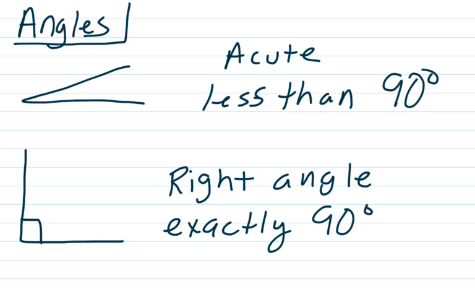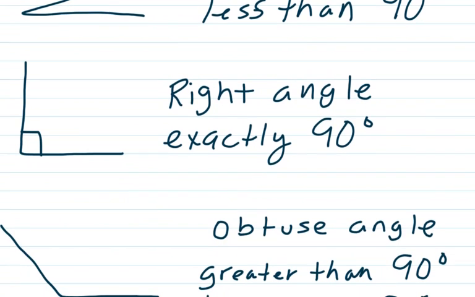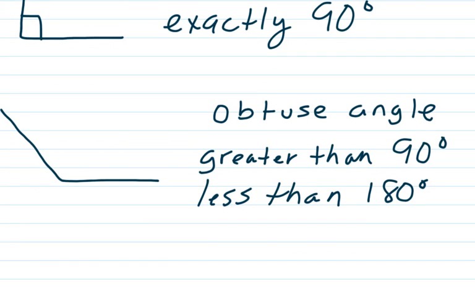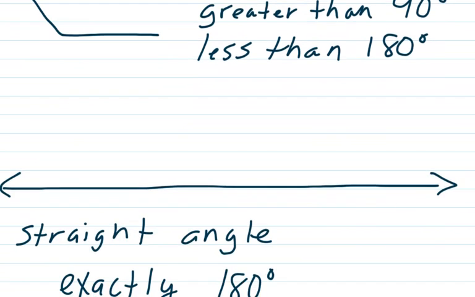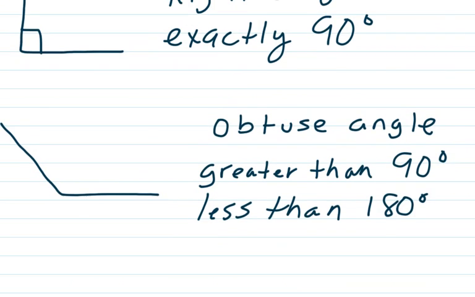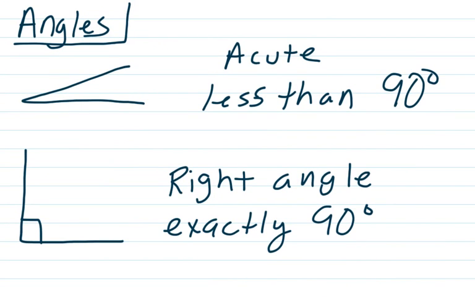An acute angle is any angle that is less than 90 degrees. A right angle is exactly 90 degrees, no more, no less. An obtuse angle is greater than 90 degrees, but less than 180 degrees. And then a straight angle is exactly 180 degrees. And you remember that all polygons are made up of line segments. So even though you don't see that written down, make sure you write that down in your notebook as well.